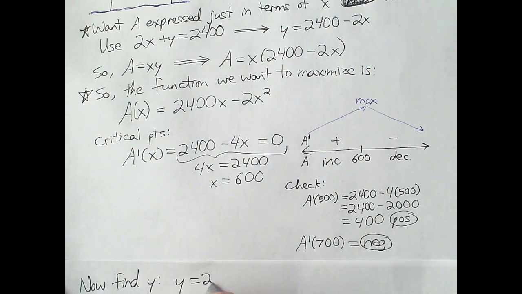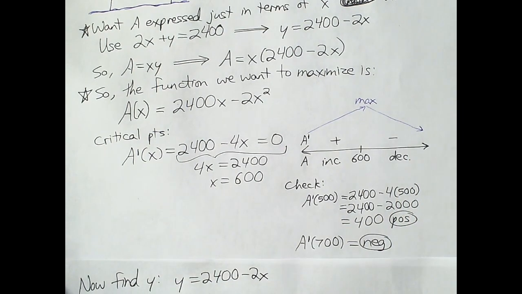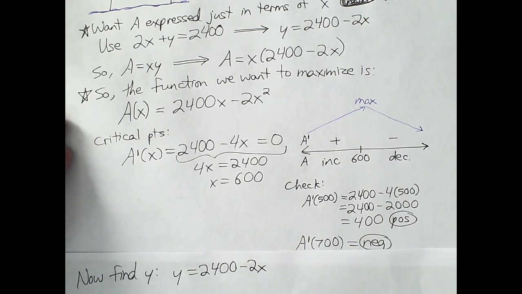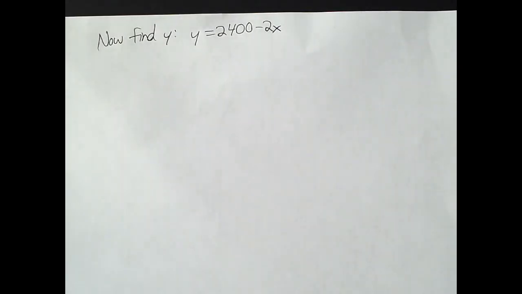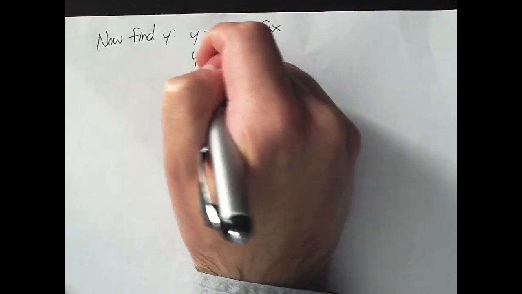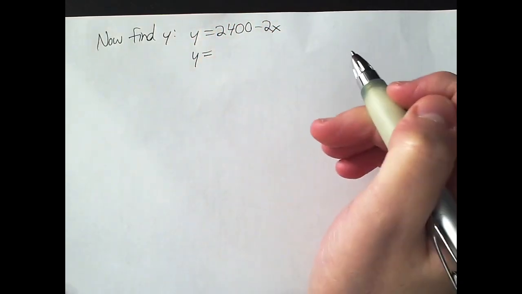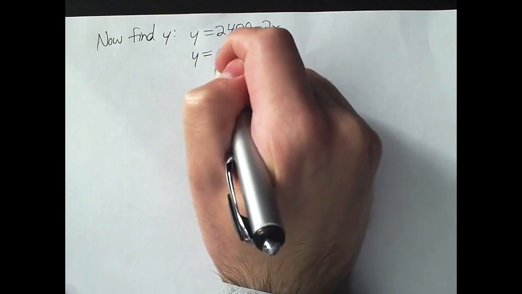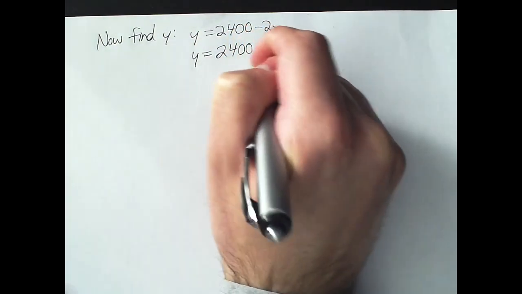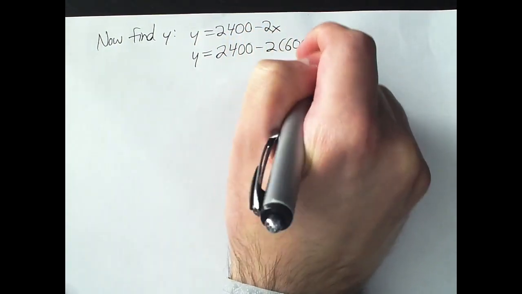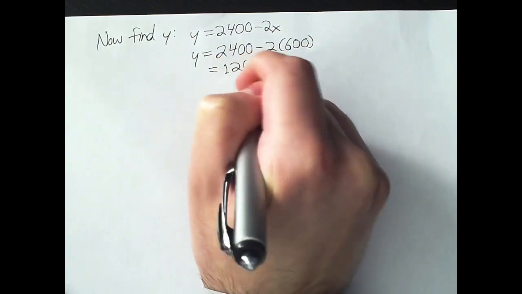Y equals 2400 minus 2x. I got that from above. I'm going to move the page now. We can put in 600 because we verified that 600 is the x value where a maximum occurs. So 2400 minus 2 times 600, I wind up with 1200.